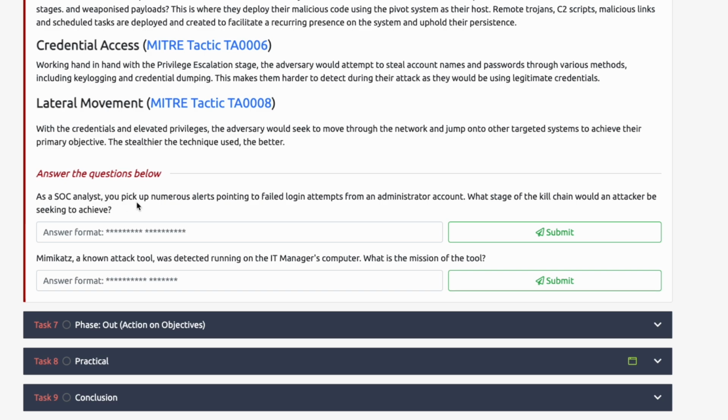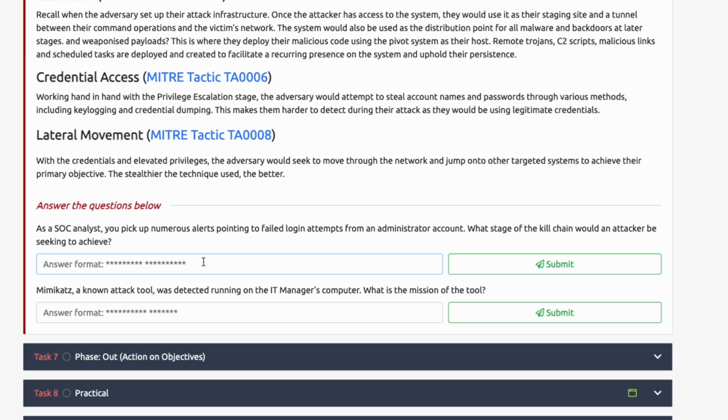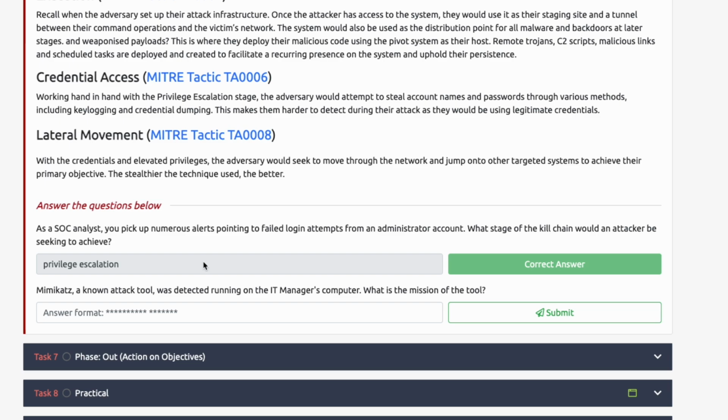As a SOC analyst, you pick up numerous alerts pointing to failed login attempts from an administrator account. What stage of the kill chain would an attacker be seeking to achieve? This is likely privilege escalation. That is true. Mimikatz, known as an attack tool, was detected running on the IT manager's computer. What is the mission of the tool?